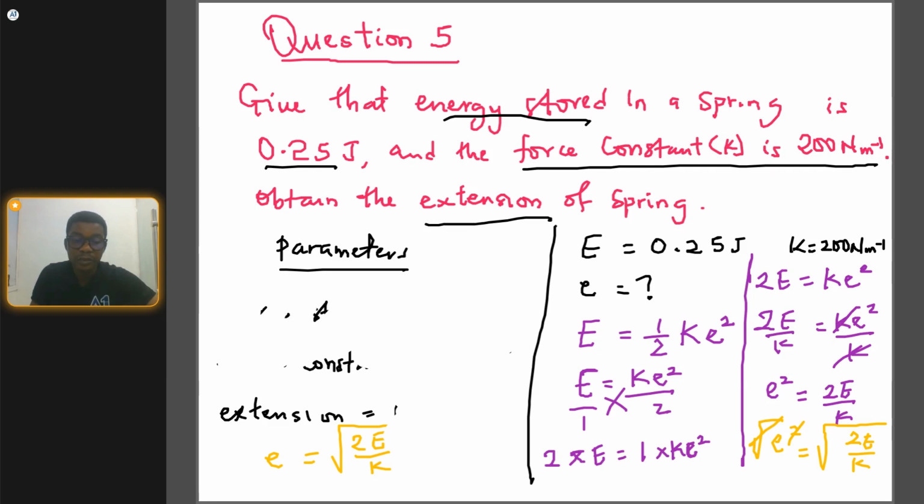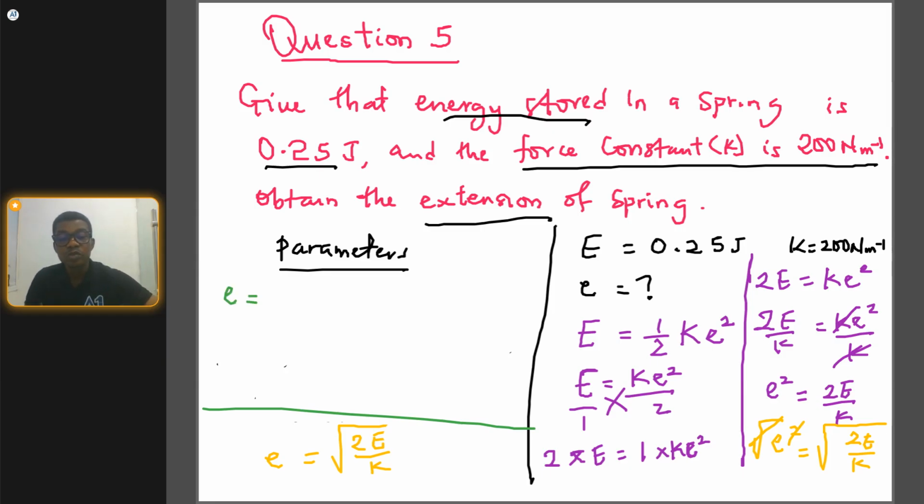Getting the value of the extension. If small letter E is equal to the square root of 2E over K, it means the square root of 2 times the energy stored, which is 0.25, over the value of K, which is 200. So we need to divide that first.